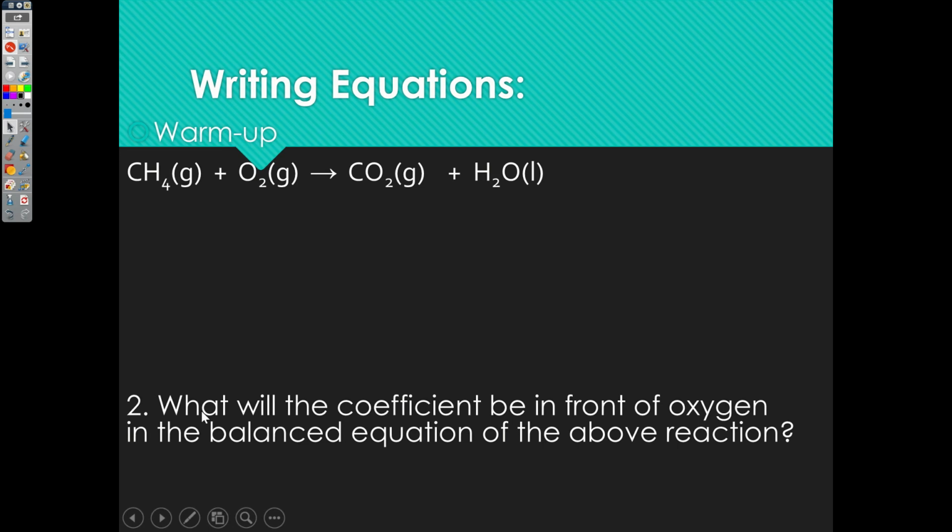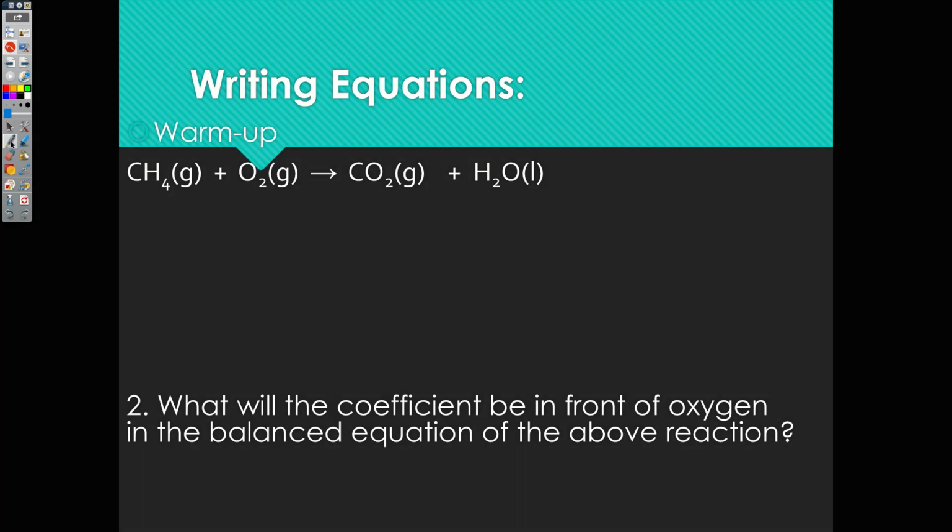All right, number two, what will the coefficient be in front of oxygen in the balanced equation above? So we're going to need to balance this. So remember balancing, we're going to write C, H, O. On the reactant side, I got 1 carbon, product side 1. On my reactant side, hydrogen is 4, and product side is 2. Reactant side, oxygen is 2, product side is 2 plus 1, so that gives you 3.